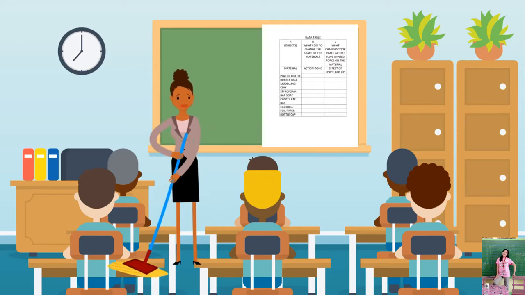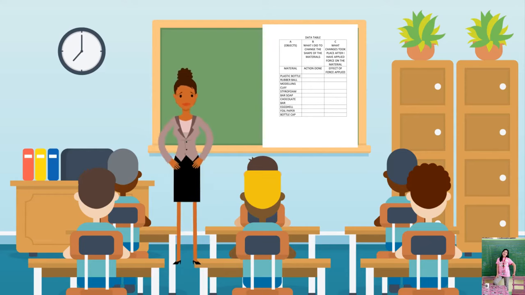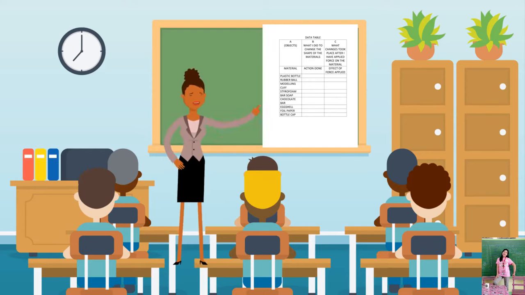You can record your observation in a data table like this one on the board. Here is how the data table looks. In column A are the names of the objects that you are going to use for the activity. Column B is the action done. Column C is the effect of the force you have applied on the materials.